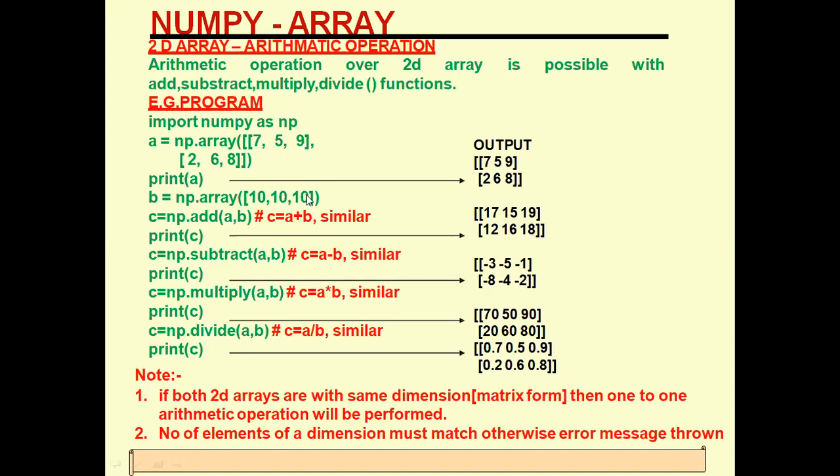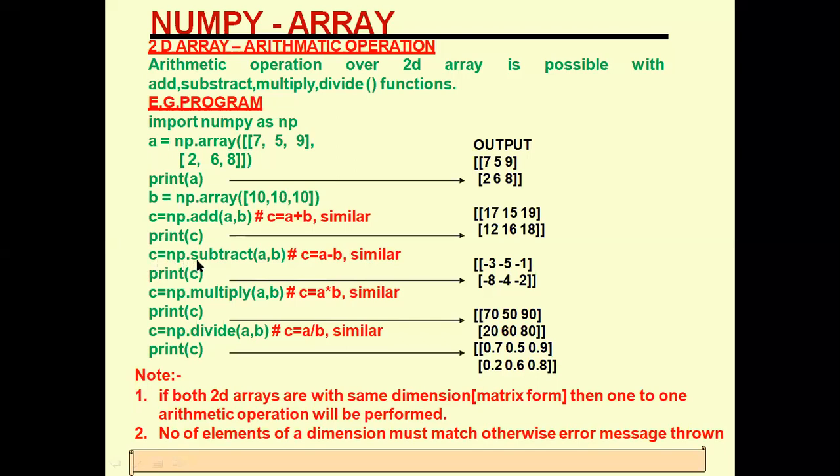So the b value will be added to a. So this is the use of the add function. Add will add the values. So print c, all the values in c, whatever it is, will be added. After being added, it will be printed. Now come to the next point.